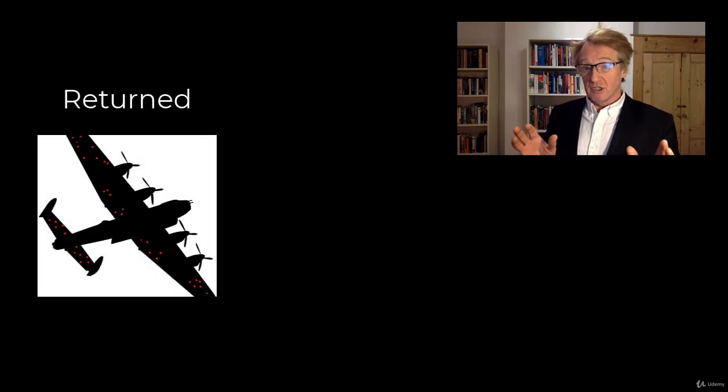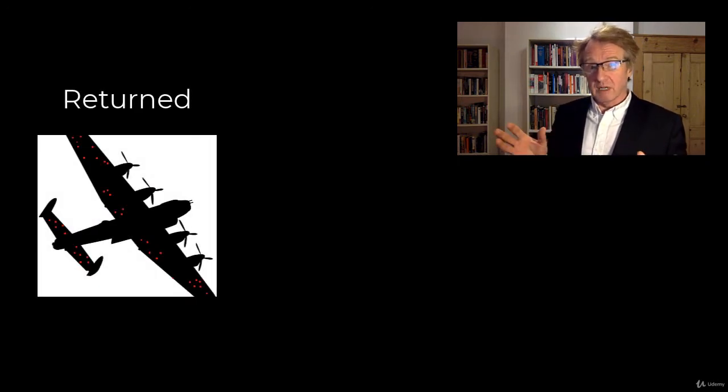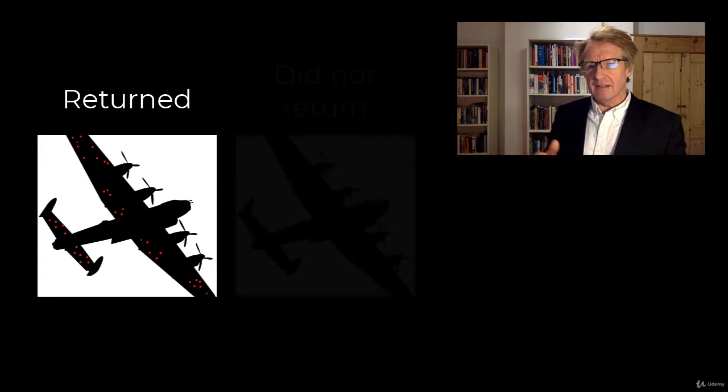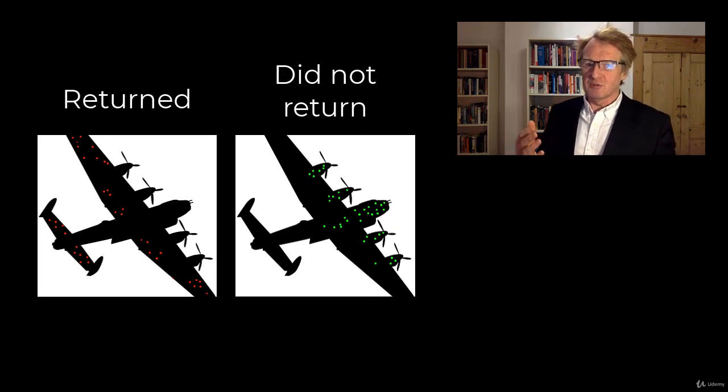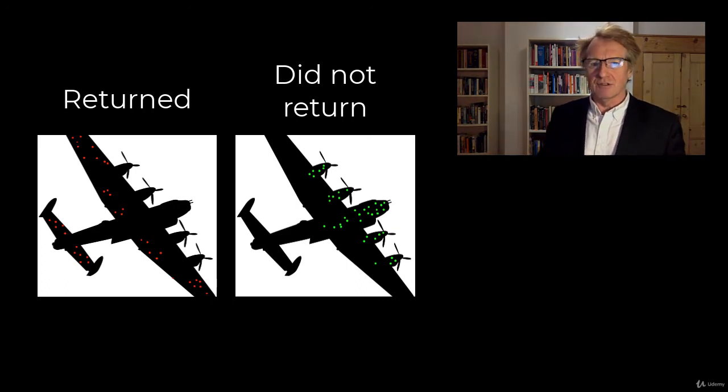But why? Wald realised that the planes returning were not representative of all the planes going into action. Planes that received damage in other areas were more likely to crash and so less likely to return. The planes that returned were those receiving non-lethal damage. They showed which parts of the aircraft could be damaged without losing the aircraft.